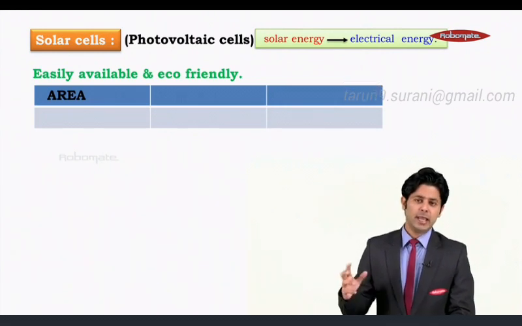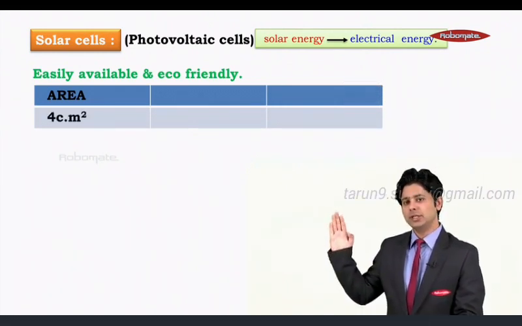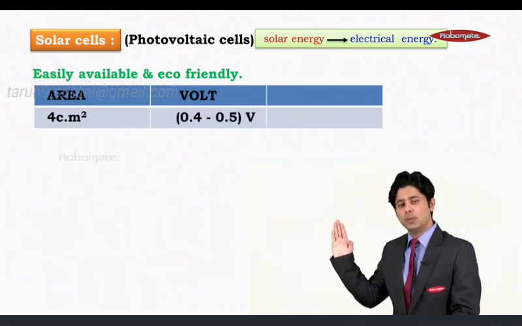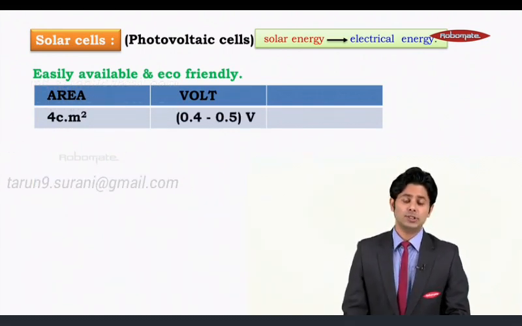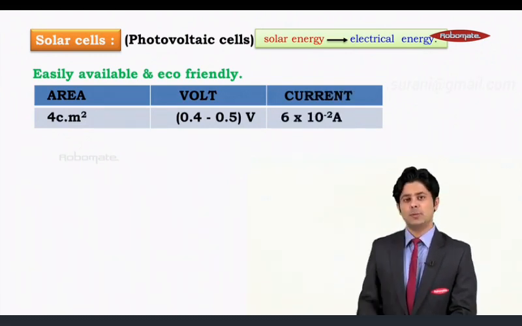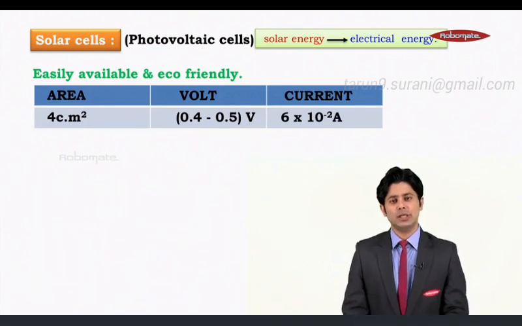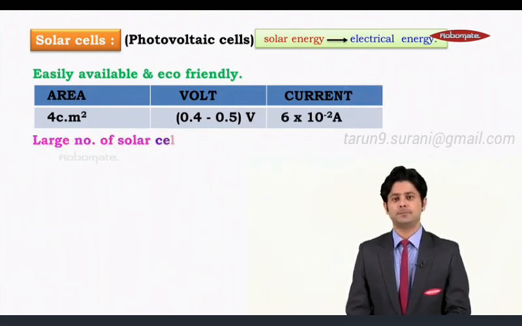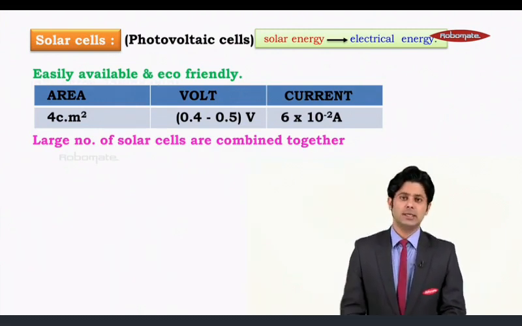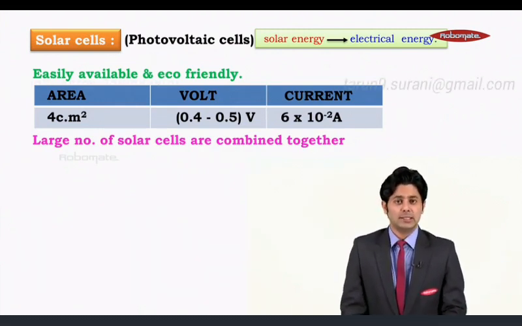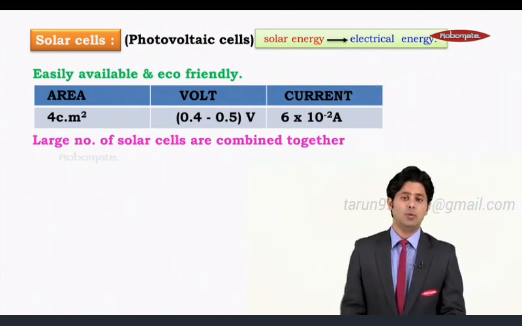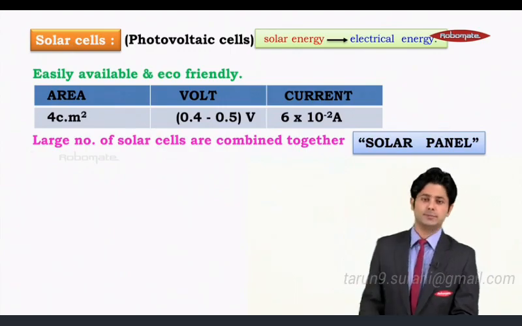Next, if we take an area of approximately 4 centimeter square, it creates a potential difference of roughly 0.4 to 0.5 volts and generates a current of magnitude 6 × 10^-2 ampere, or we can also say 60 milliampere. Moving to the next one, the question is, can one solar cell fulfill the energy demand? The answer is no. We require a large number of solar cells, which we call solar panels.